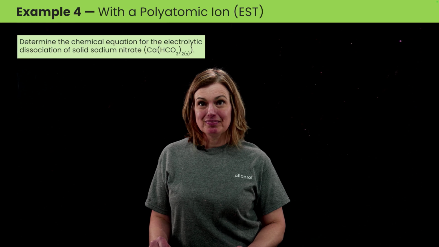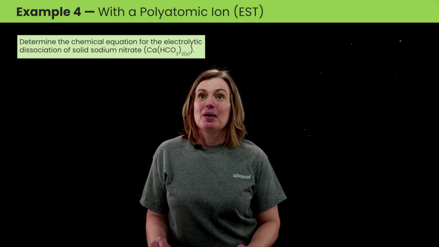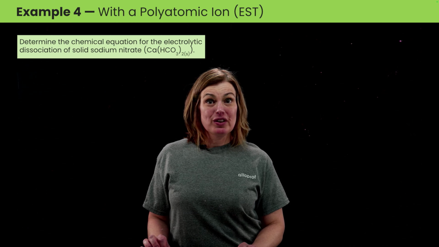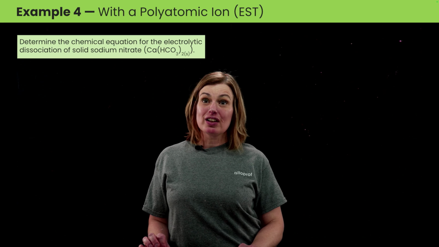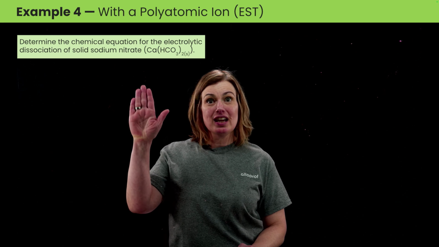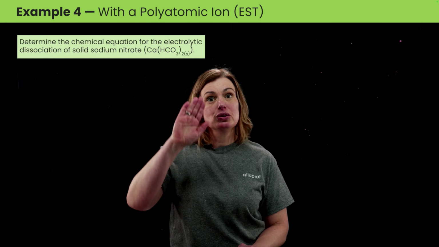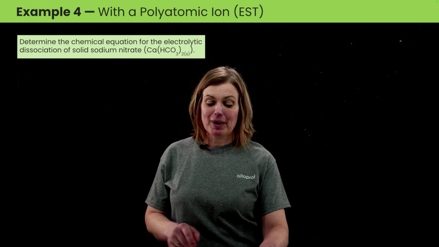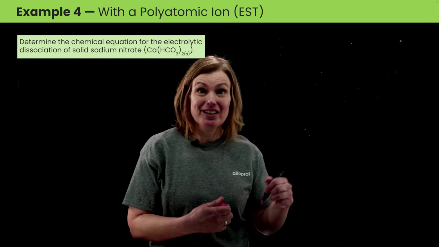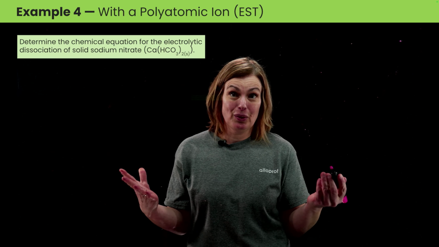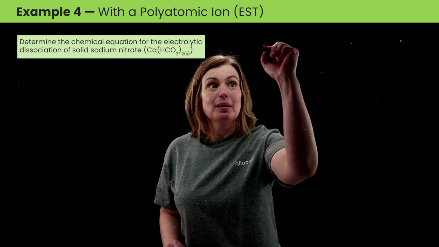Hi, here we have an example of how to write the chemical equation for an electrolytic dissociation using a polyatomic ion. We're going to determine the chemical equation for the electrolytic dissociation of the solid calcium bicarbonate, which is Ca(HCO3)2. I'm going to start by first writing my electrolyte, which is the Ca(HCO3)2, up here.